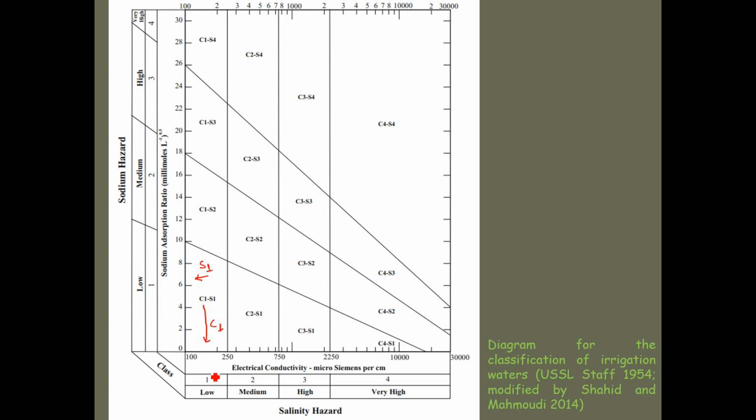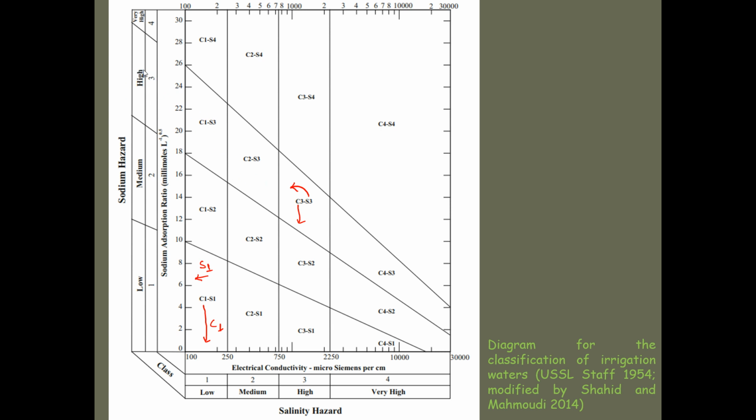Okay, low salinity hazard. Correct. And if I say S1, it means the SAR ratio is low, so we can say low sodium hazard. Correct. If I say C3S3, what does C3 represent? C3 represents the salinity hazard, and S3 represents the sodium hazard. C3 means the salinity hazard is high, and S3 means the sodium hazard is medium. Sorry, high. Correct. This is high.